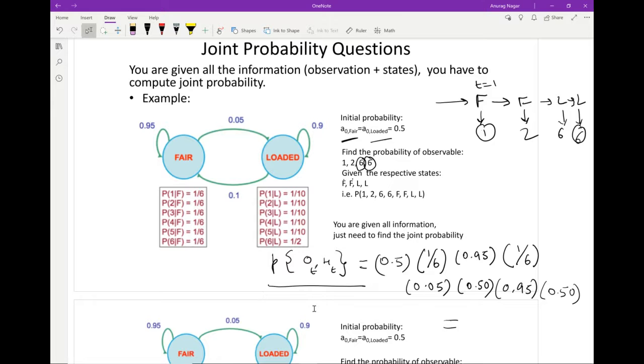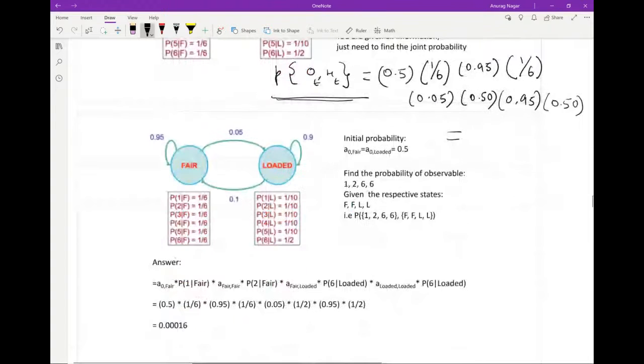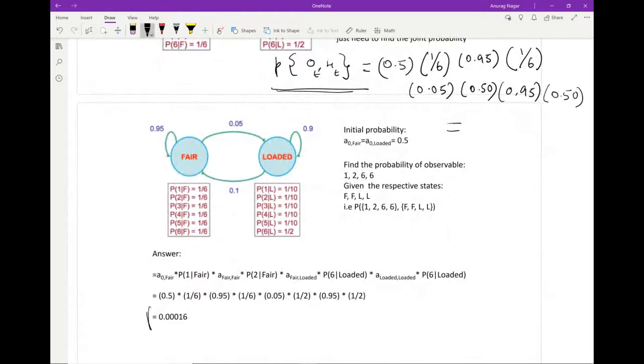So it is a joint probability. That is why I emphasize this, and this would be the answer. So whatever I have just done, it is summarized here.